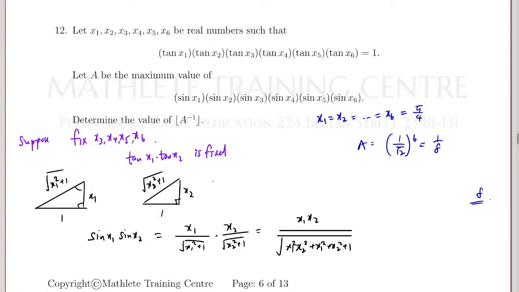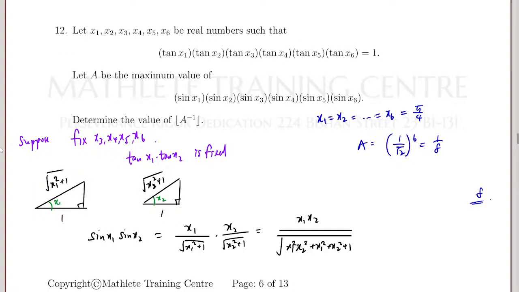Wait, I just realized tangent of x1 is not even the one that I described. I'm talking about tangent in... wait, what am I talking about? Wait a minute. My diagram is completely wrong. Okay. My diagram still can be salvaged. Basically, what I'm saying is that x1 is supposed to be an angle. So for example, x1 is this angle here. Okay, x2 is this angle here.